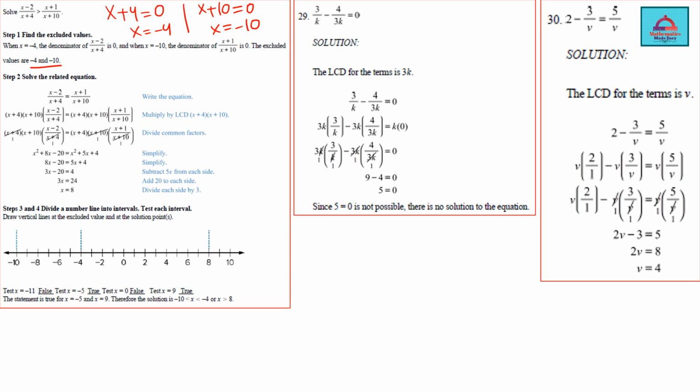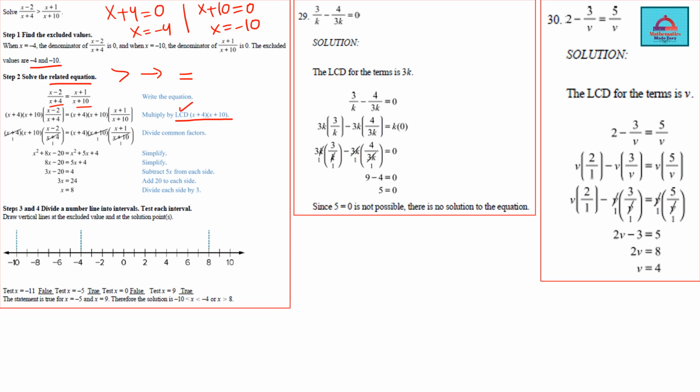Now we solve the related equation. Related equation means we convert the inequality sign to an equal to sign and then we solve. And now we are going to be using the concept of LCM or LCD. I've already told this method to you before. So here you are going to multiply both sides of the equation with the LCM. So x plus 4 multiplied with x plus 10, since the denominators are different, their product is going to give you the LCM or the LCD.